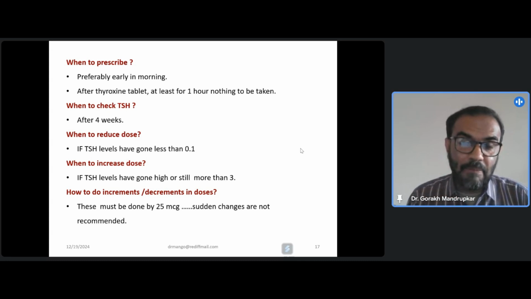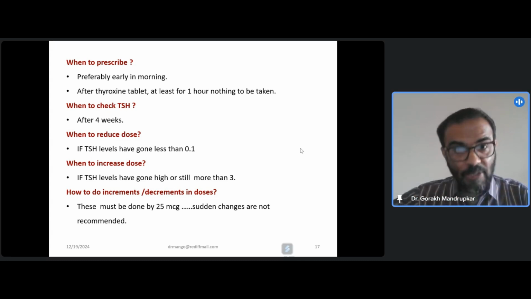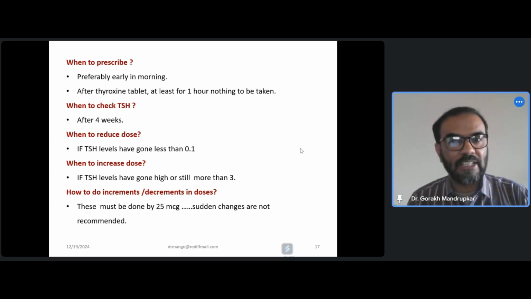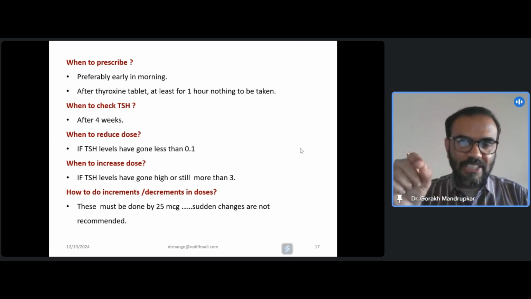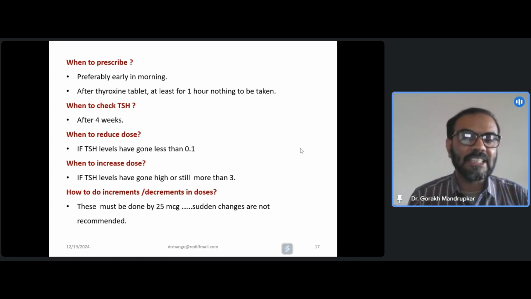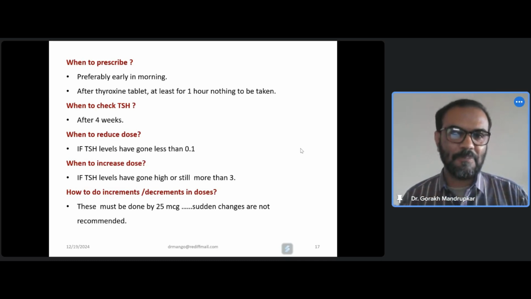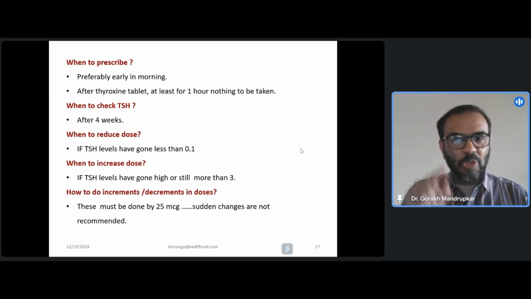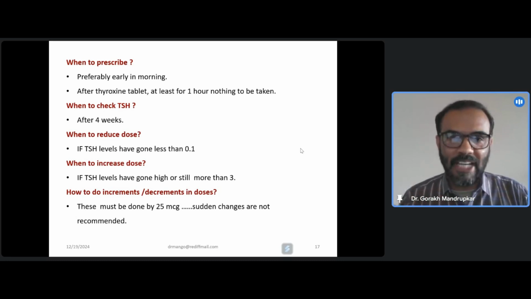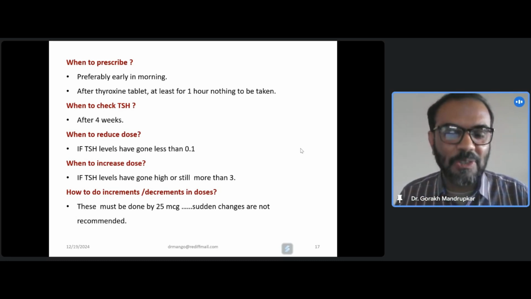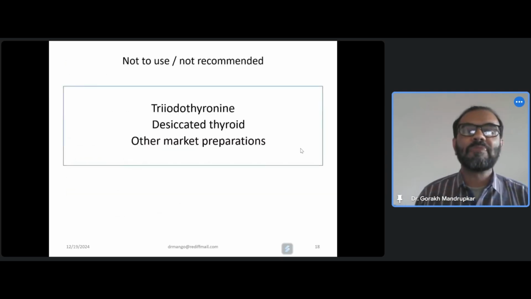If you have started the patient on L-thyroxine, please continue on that. If you have started Thyrox, please continue on that. Today you wrote Thyrox, tomorrow you wrote L-thyroxine, that's wrong, because these are hormone preparations and we should not change the hormone preparations. That's a very simple guideline of endocrinology. So that we have to keep in mind.